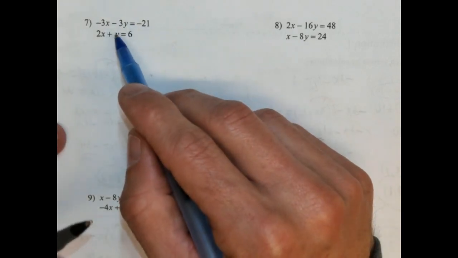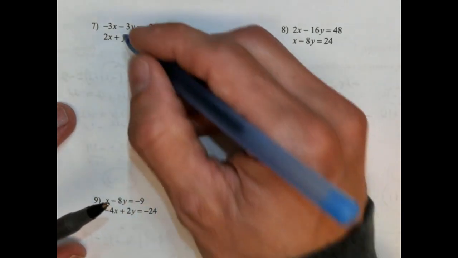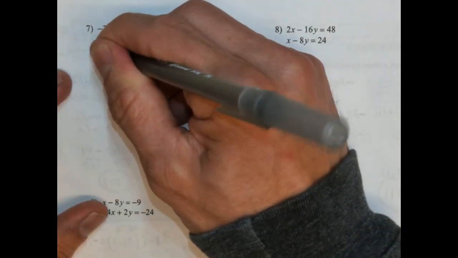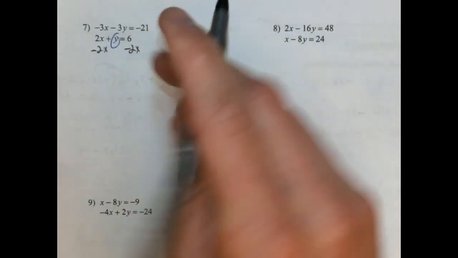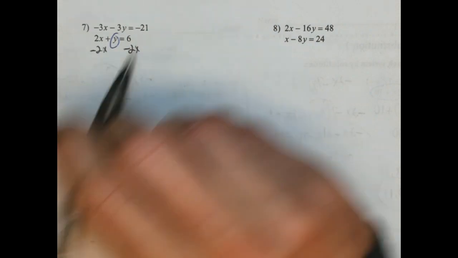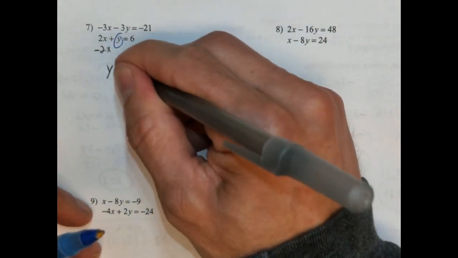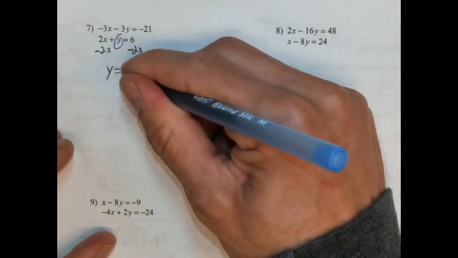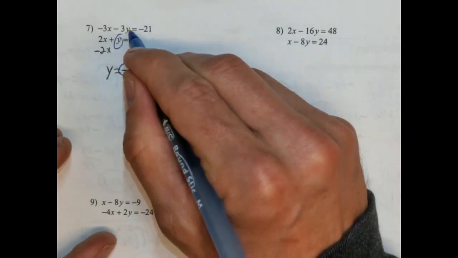Now we're going to find our target variable, which in this case will be y because it has a coefficient of 1, which makes it easier to use as a target variable. It's just less work involved. So we're going to solve for y. So we're going to get y equals negative 2x plus 6. We are now going to send this expression in for y here.